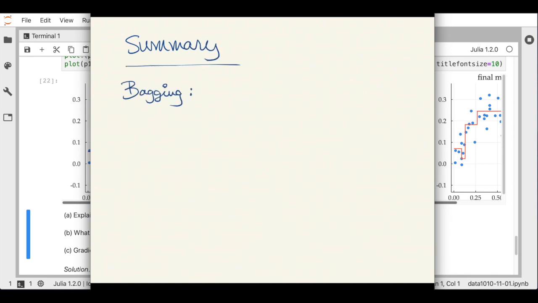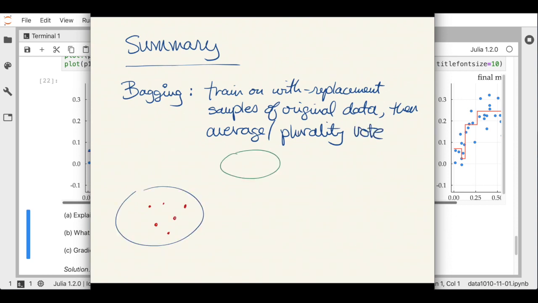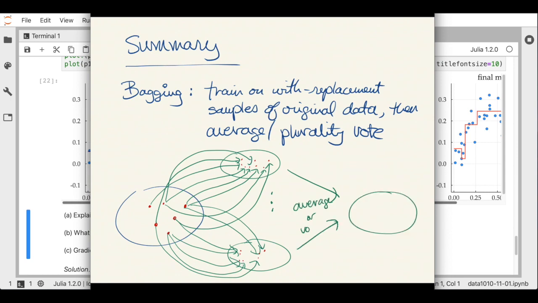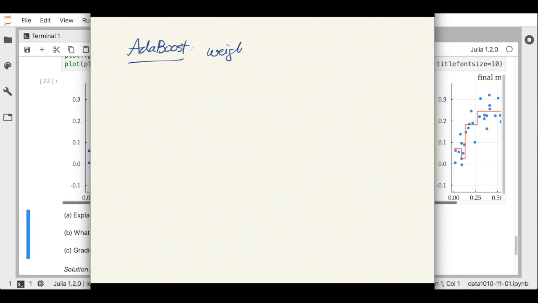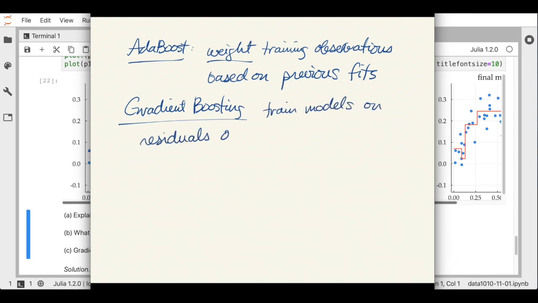So in summary, bagging entails training on with replacement samples from the original data, and then taking an average for a regression problem or a plurality vote for a classification problem. AdaBoost entails weighting training observations based on the fits of previous models. Lastly, gradient boosting entails training models on residuals of sums of previous models.